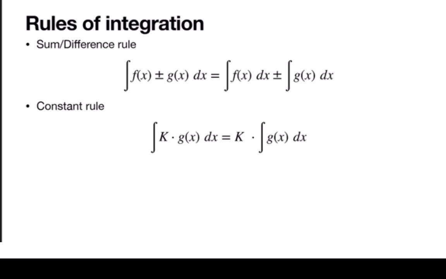Similar to derivatives, if I have a function plus or minus another function and I'm integrating the entire thing, I can separate it into two separate functions, just like with derivatives. And also like derivatives, if I have a constant times a function inside the integral, I can take the constant outside the integral. This can come out, and then I only have to worry about integrating g of x.